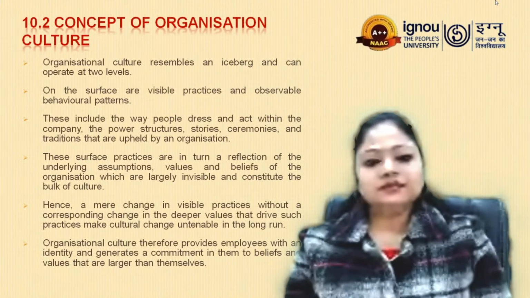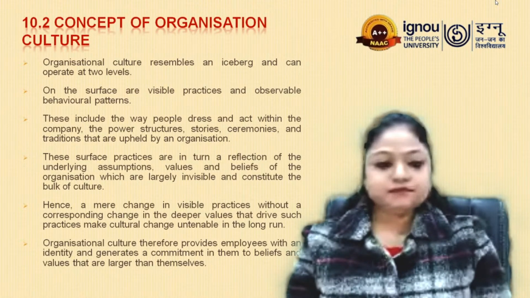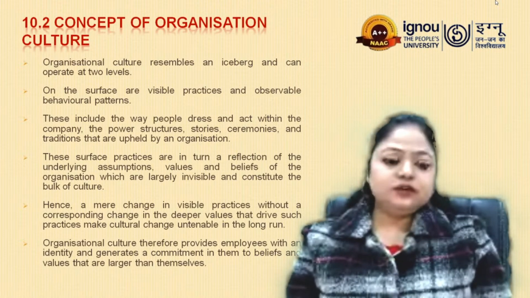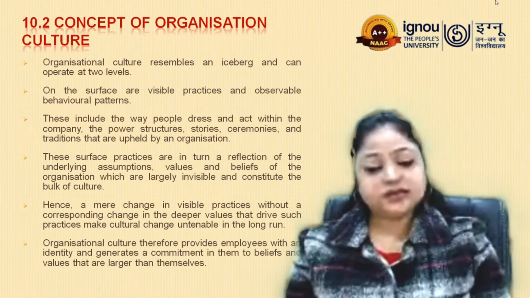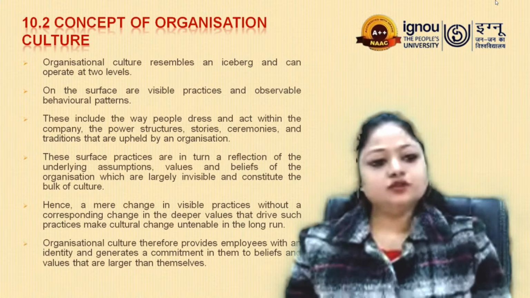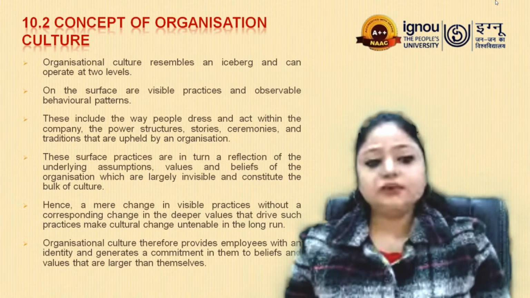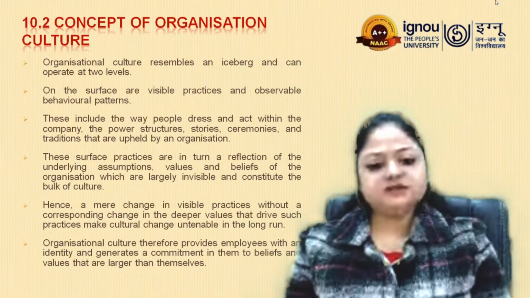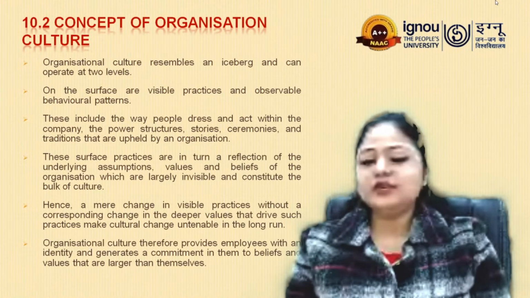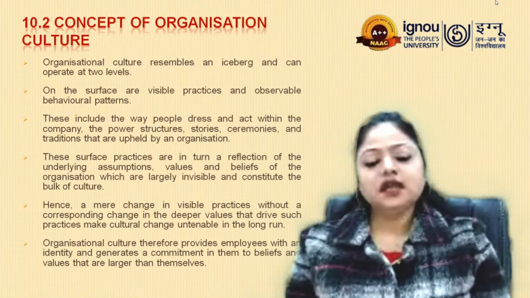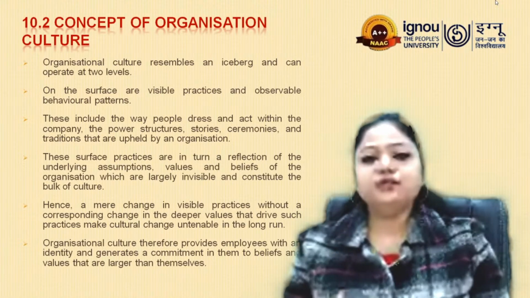Then, it resembles an iceberg and can operate at two levels. We know that an iceberg is viewed in such a way that we can only see the tip of it, and the larger part of that iceberg is always submerged under the water. So the surface level has the visible practices and observable behavioral patterns. These include the way people dress, act within the company, the power structure in the company, various stories and ceremonies which are there in the organizational climate, and traditions that are upheld by an organization and its members.